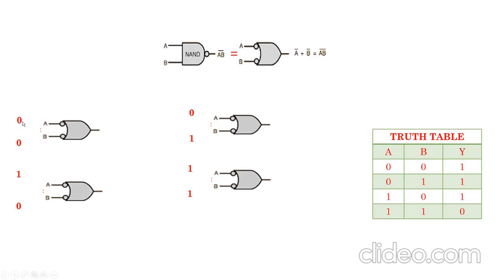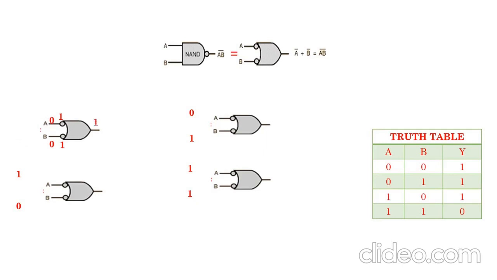Okay, so 0, 0. When I apply it over here, what happens when the first 0 is applied? When it comes to the bubbled portion, it gets converted into 1. It indicates I am inverting that particular value of A. Next, 0 is applied. At the bubbled point, it will appear as 1. So the OR operation of 1 and 1 will give me an output of 1.